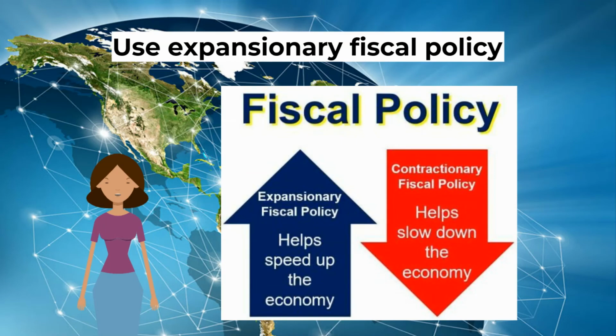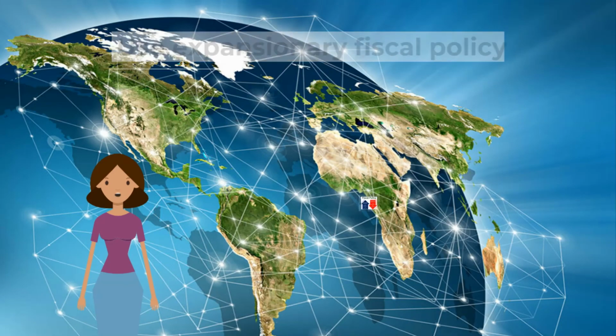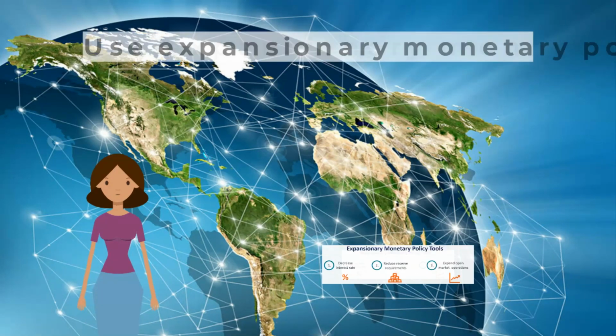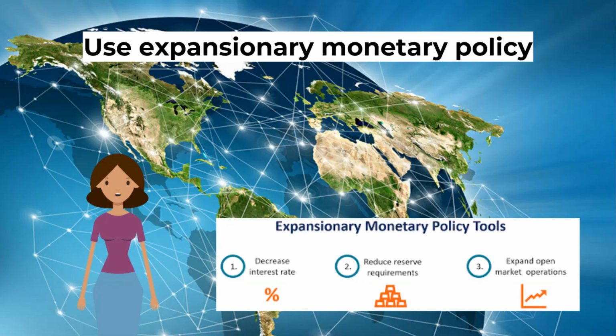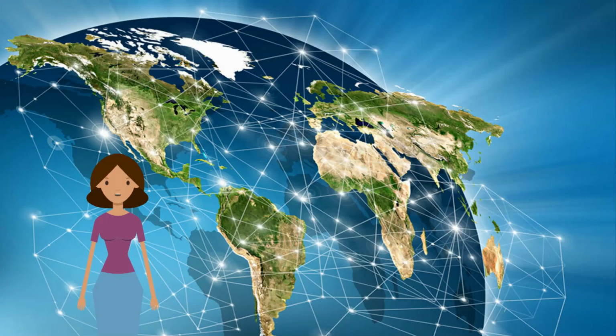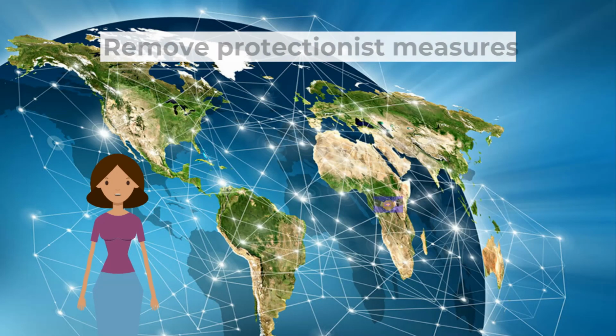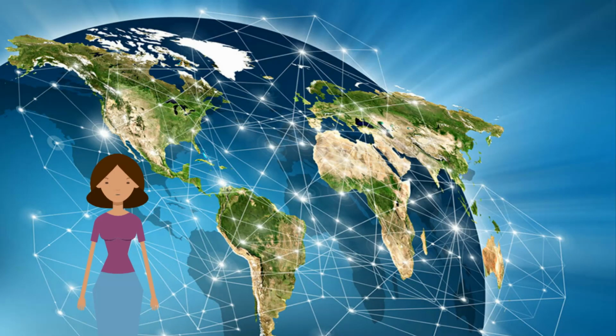Use expansionary fiscal policy. Increasing public expenditure and cutting taxes can boost total demand in an economy for imported goods and services. Use expansionary monetary policy. Lower interest rates will make borrowing from banks cheaper and increase the incentive to spend, thus encouraging consumers to spend on imports and correct a trade surplus. Remove protectionist measures. Reducing tariffs and quotas cause imports to rise and close a surplus in the current account.